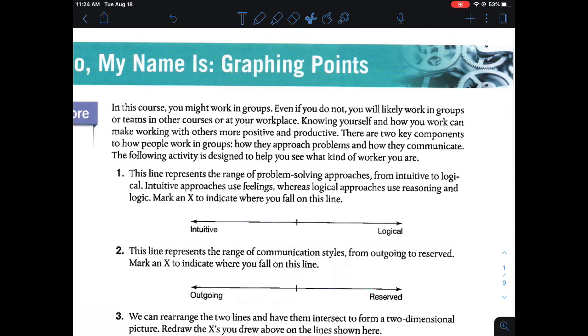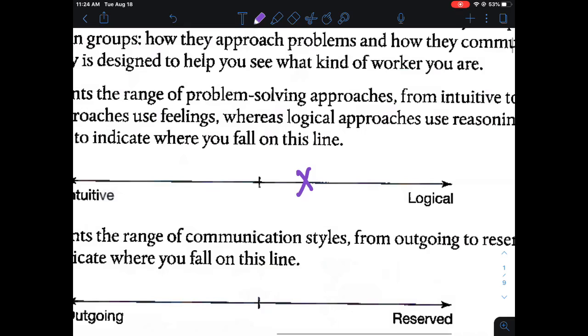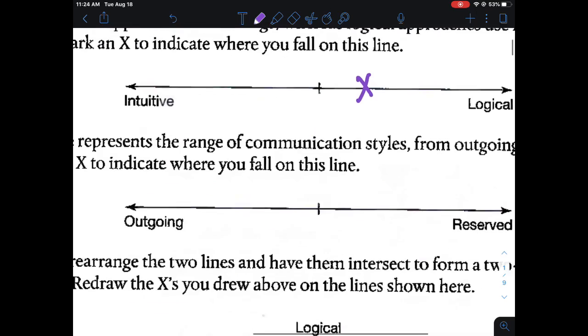So for myself, I said that I was more logical than intuitive, but not totally logical. When I read the instructions, I just kind of skim the pictures, and I don't really make pros and cons lists. If I do, it's in my head. I don't really write them down. So I put my X kind of in the middle, leaning more towards logical.